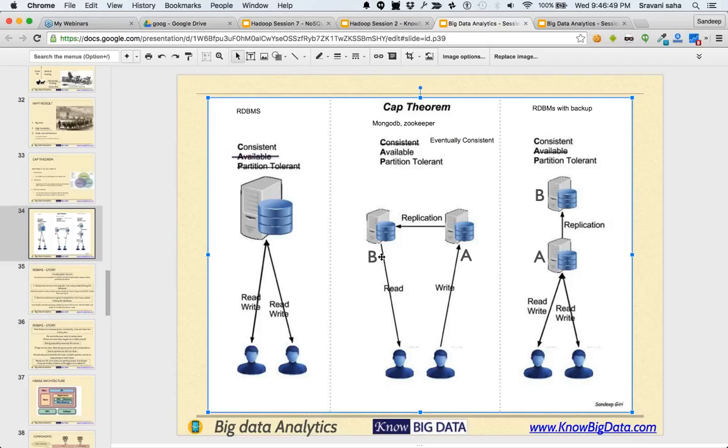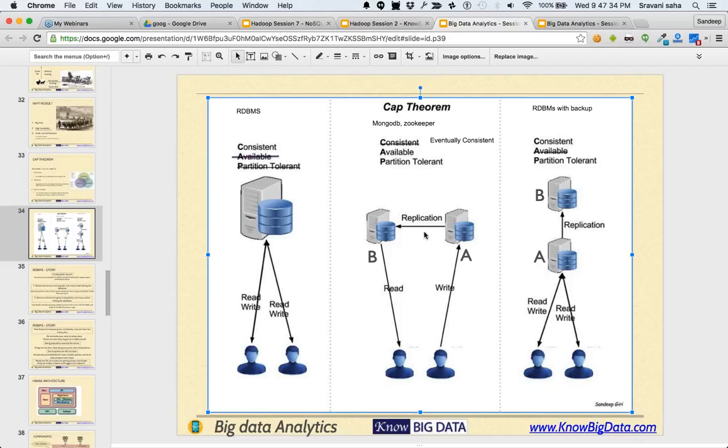Now you would notice that by the time the change reaches from A to B, there might be some users who are reading from B, and those users would be reading stale data because it takes time for a change to be reflected from A to B. Therefore, it's not strongly consistent.